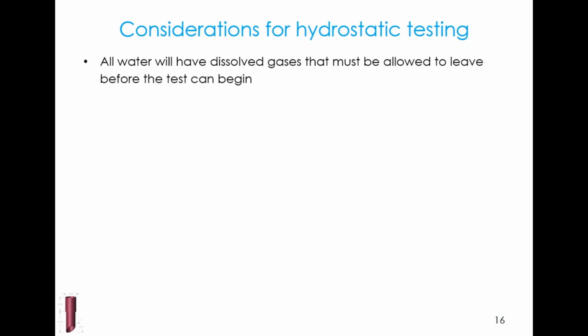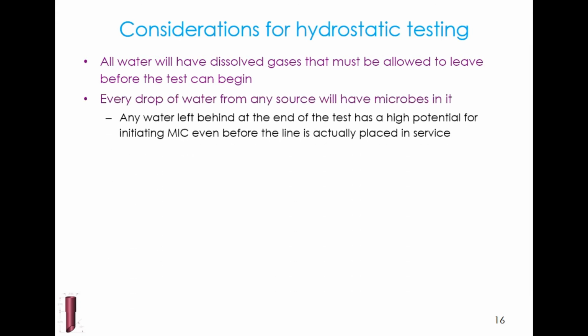All water will have dissolved gases that have to be allowed to leave before the test can begin, or you get funny test results. If you don't degas the water in your test, you will almost never get a successful test. Every drop of water from any source is going to have microbes in it. I've never tried to grow microbes in any water sample that there wasn't microbes to grow. Any water left behind at the end of the test has a high potential for initiating microbiologically influenced corrosion, or MIC, even before the line is actually placed in service.